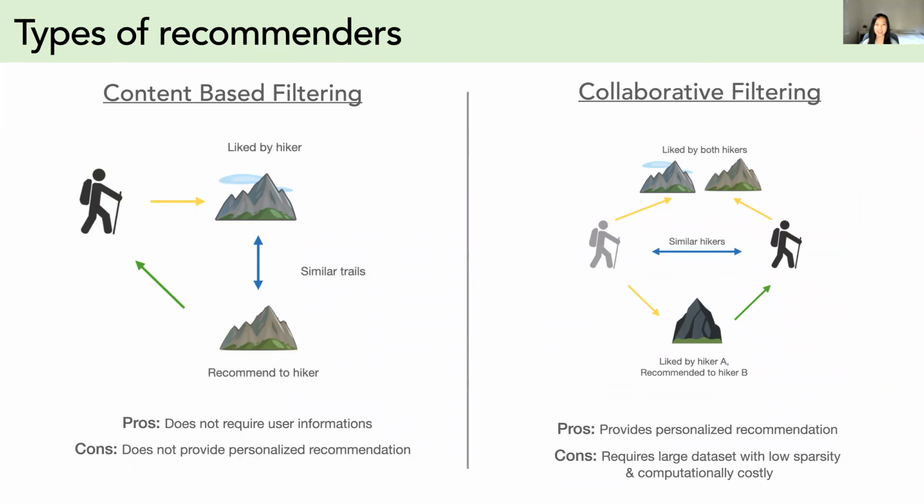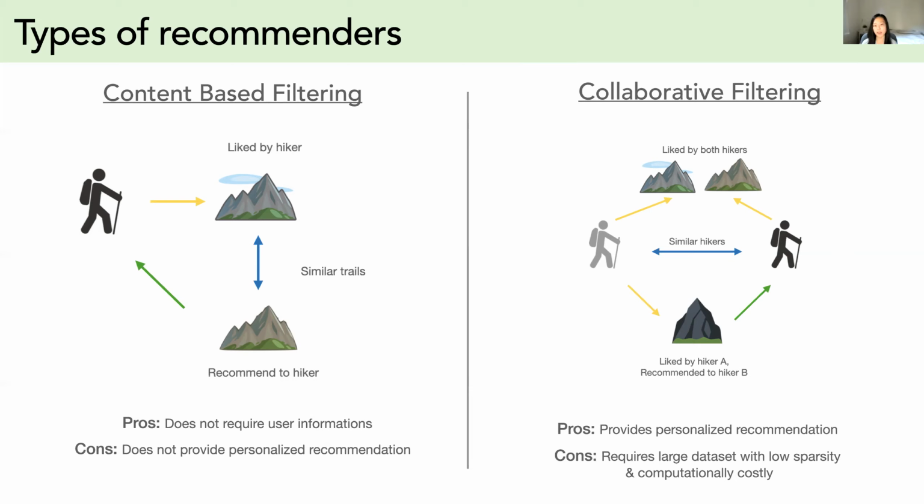One is content-based filtering, which looks at a trail that was liked by a hiker and finds similar trails to that trail, and that gets recommended to the hiker. Collaborative filtering is where you look at hikers who are similar to you and recommend the hikes that were liked by the similar hikers.